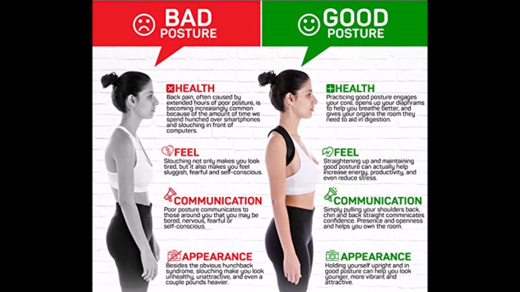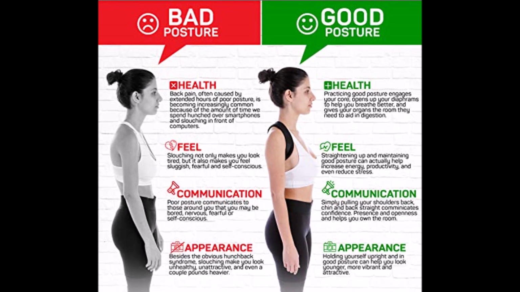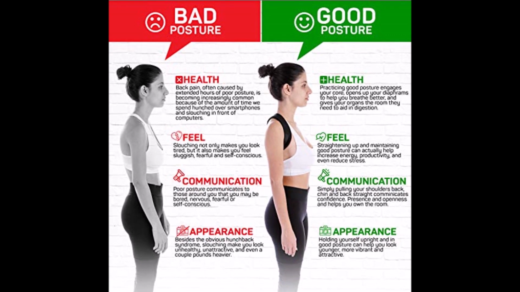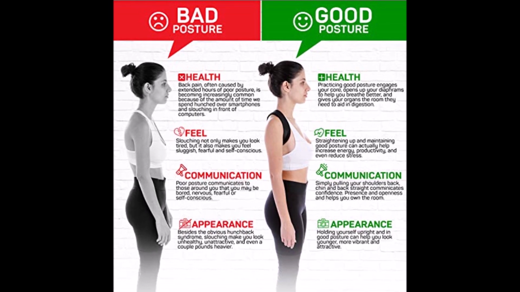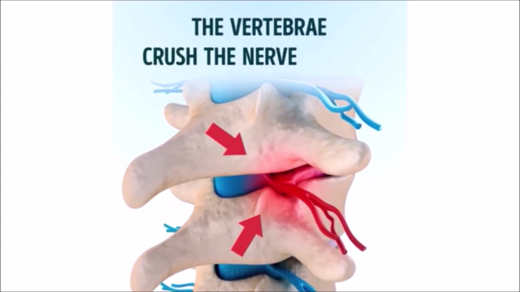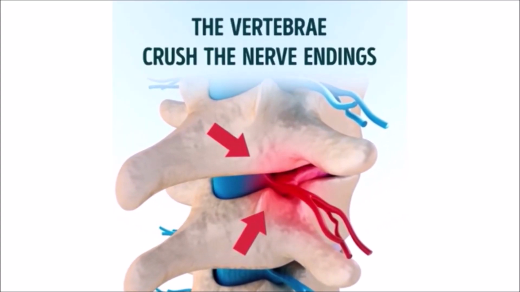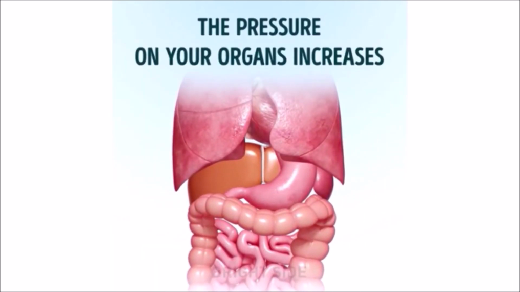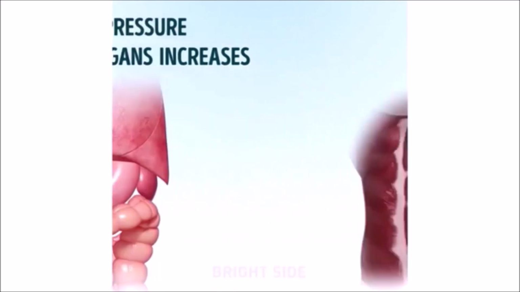Posture doesn't just affect health. It's how you feel, communicate, and how you appear to others. Bad posture affects the nerves. The nerves can then be pinched, crushing the nerve ending, and this disturbs the flow of energy, neural energy, prana, life, chi. Pressure on your organs will increase.